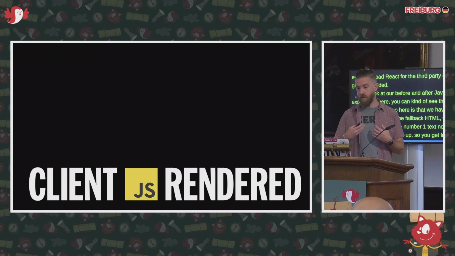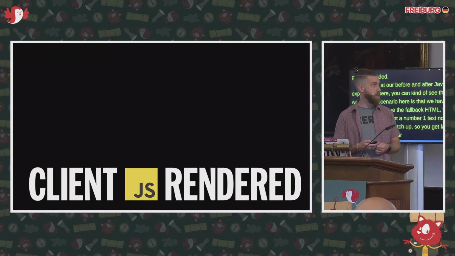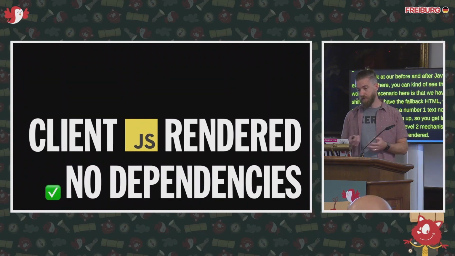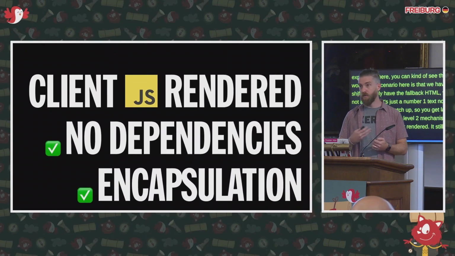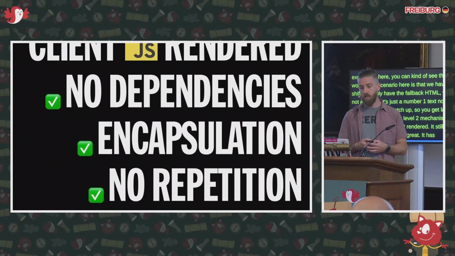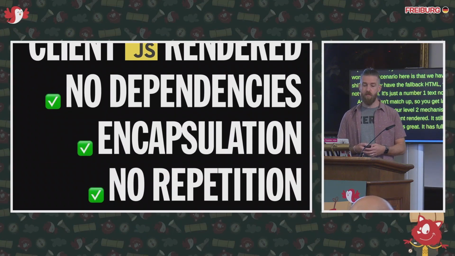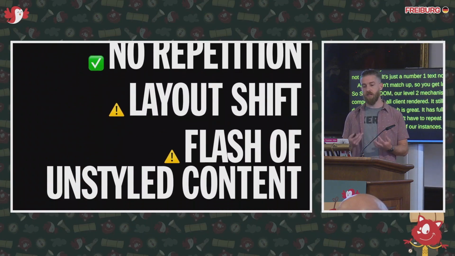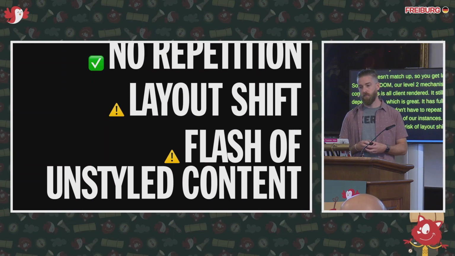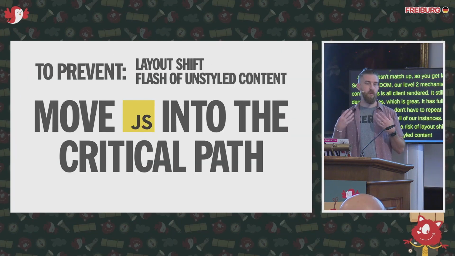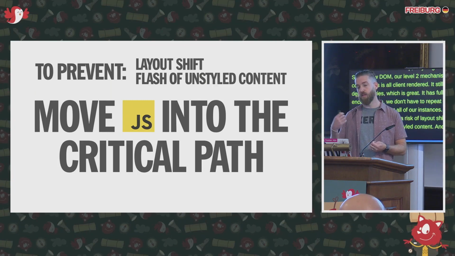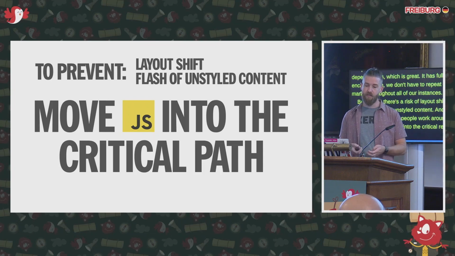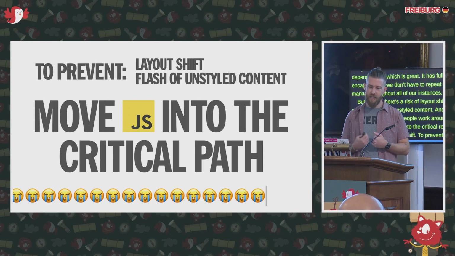So Shadow DOM, our level 2 mechanism for web components, is all client rendered. It still has no dependencies, which is great. It has full encapsulation. We don't have to repeat our child markup throughout all of our instances. But again, there's a risk of layout shift. There's risk of a flash of unstyled content. And so the main way people work around this is to put their JavaScript into the critical rendering path to prevent layout shift, to prevent a flash of unstyled content, which is, I don't know, kind of sad.